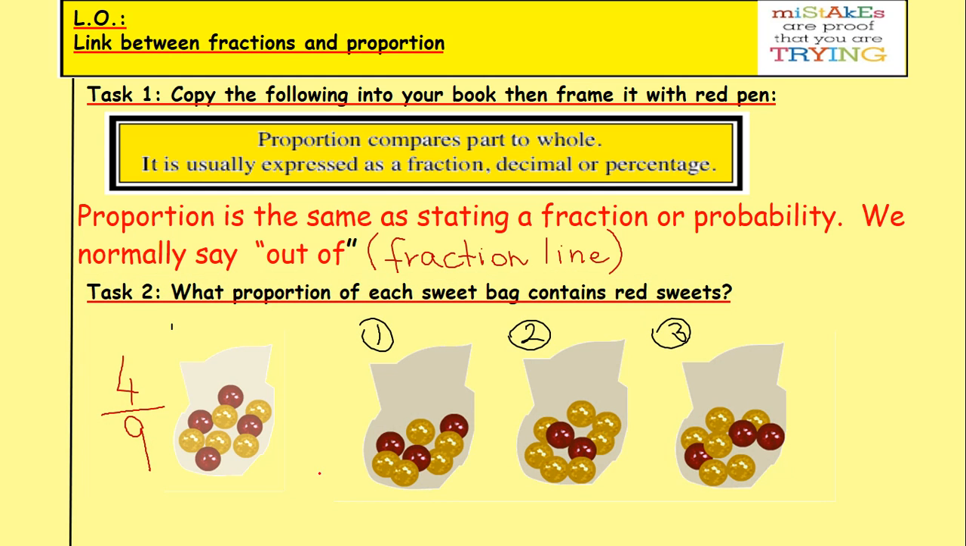Okay, so here is an example. It says what proportion of each sweet bag contains red sweets. Now for the first one I put it for you here. Okay, so the question says what proportion of each sweet bag contains red sweets. So we are looking for the red one. So the top one is going to be, what are we looking for?